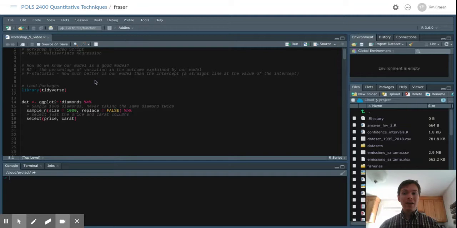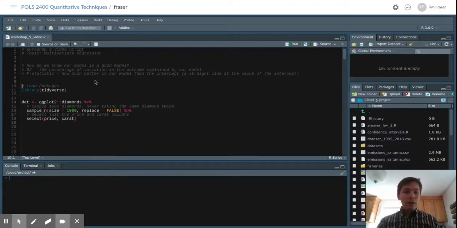R squared is the percentage of variation in the outcome explained by our model. It ranges from 0 to 1 or 0 to 100%, right? It's a very intuitive statistic. There's also the F statistic, which ranges from 0 to infinity. It measures how much better is our model than the intercept. And remember, the intercept is a single value of y, independent of everything else. It's like how much of the outcome would you expect to get if none of the other things mattered? And so we had better hope that our model is better than the intercept. Otherwise, that's a bad model, right?